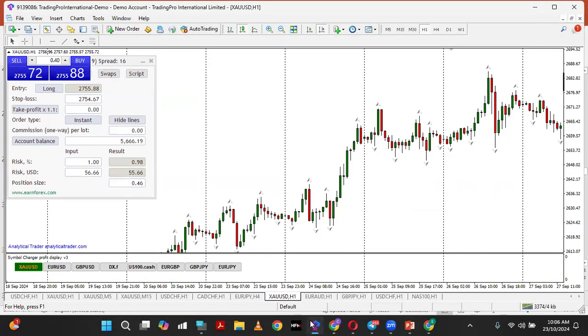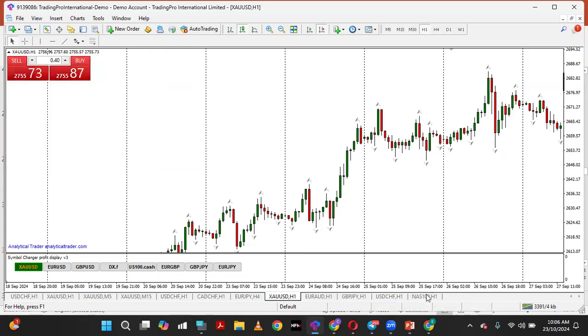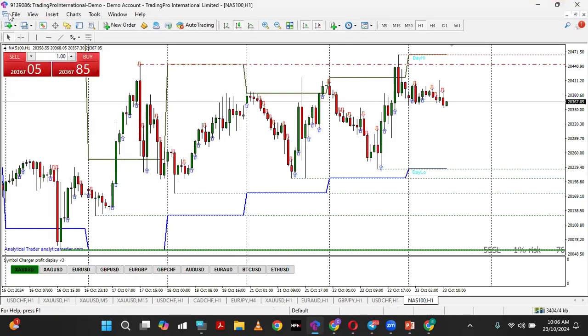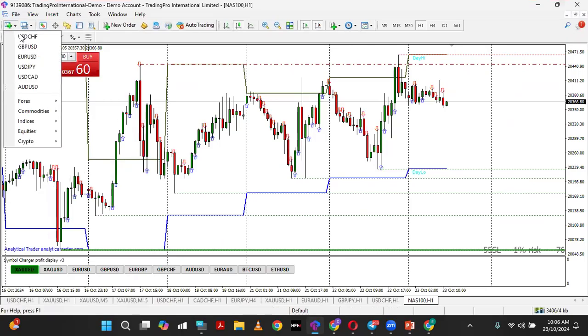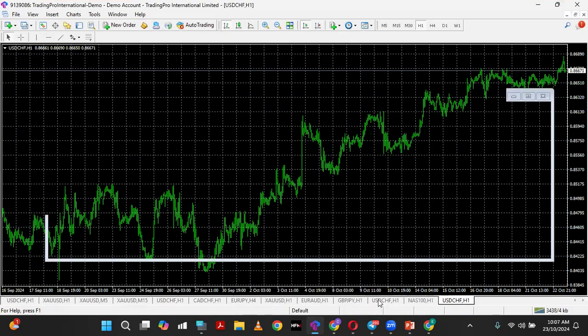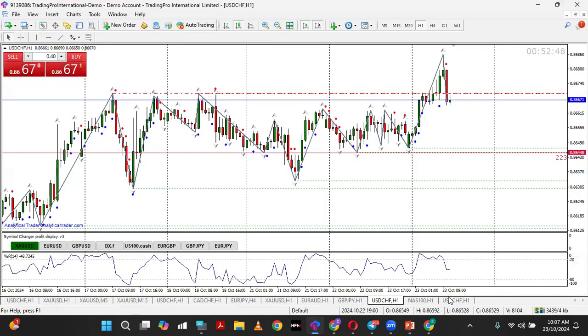Now when you install the MT4, let me just get a plain MT4 chart, because after installing it, your charts are going to look like this. So somebody will now say, how do I move my chart from something like this to something like this? I'm going to show you how.